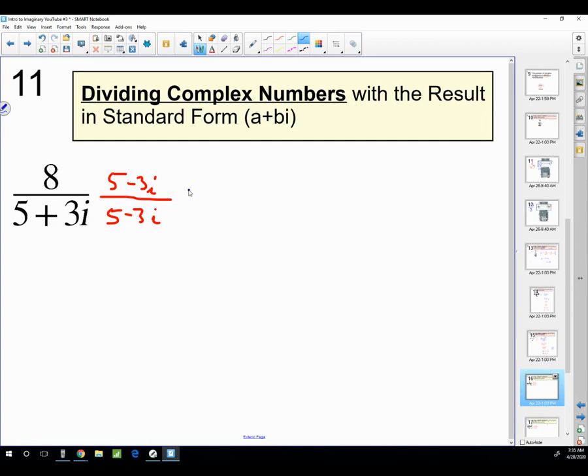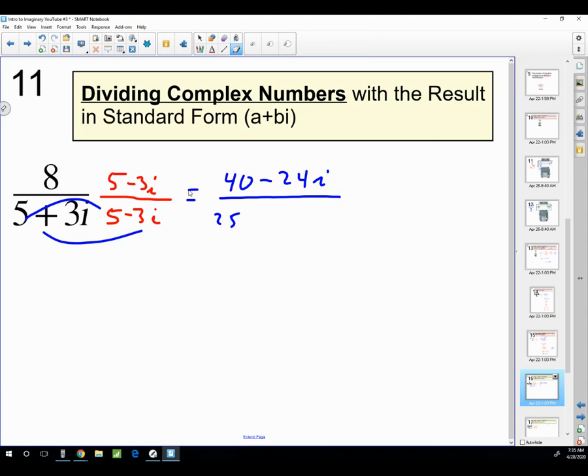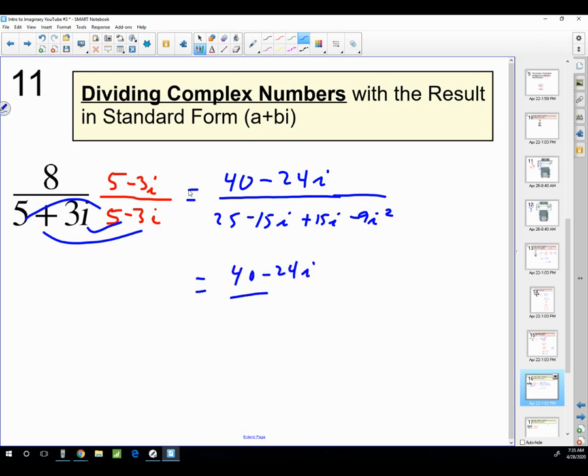And so we've got to do a lot of multiplication. So it'd be 40 minus 24i over 25 plus 15, minus 15i plus 15i, and then minus 9i squared. All right, and we would get 40 minus 24i. That cancels, over 25 plus 9, which is 40 minus 24i over 34.